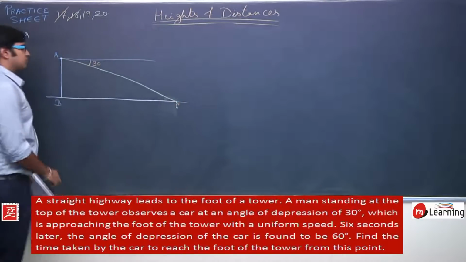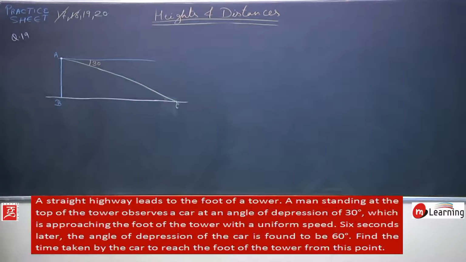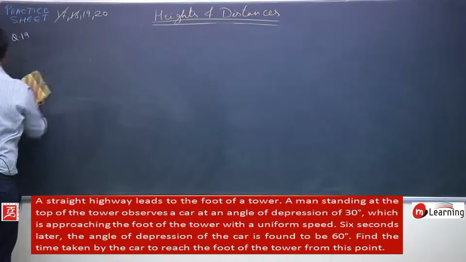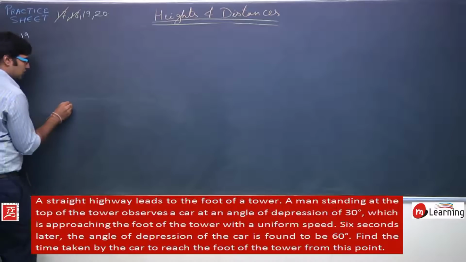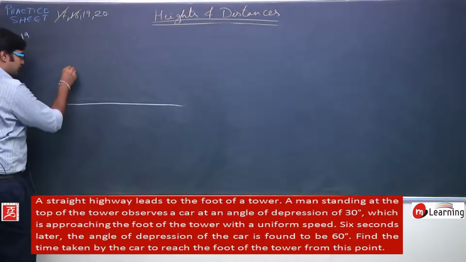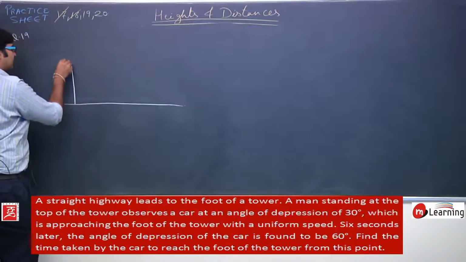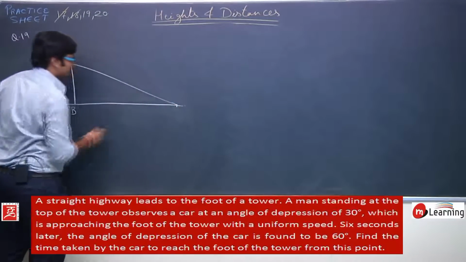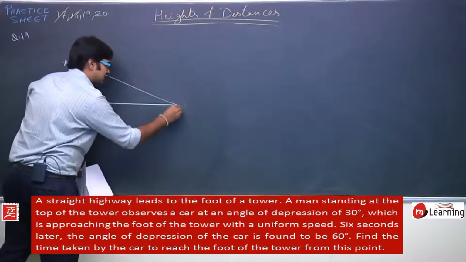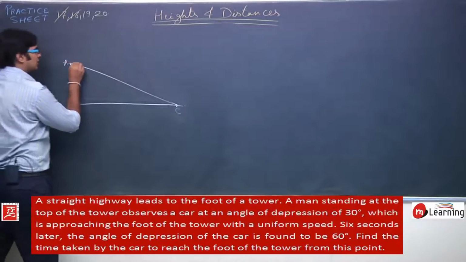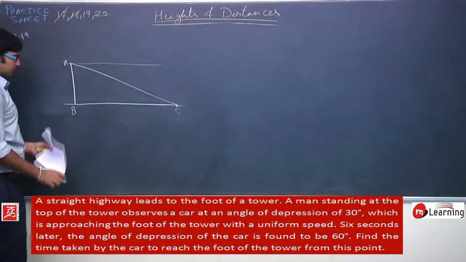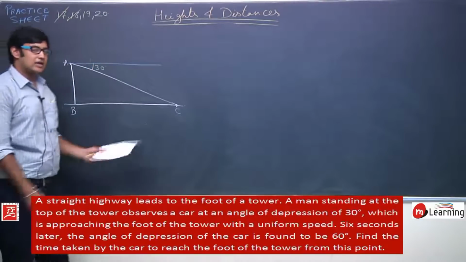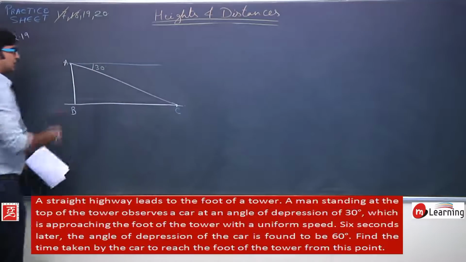This is point C. Okay, let me draw it again. This line is not straight, so let us draw it again. This is the horizontal, this is the tower AB, and there is a point C on the ground. This is the point C. So this is point C at which the car is currently, and this angle is 30 degrees. When the car is at point C, the angle of depression is 30 degrees.